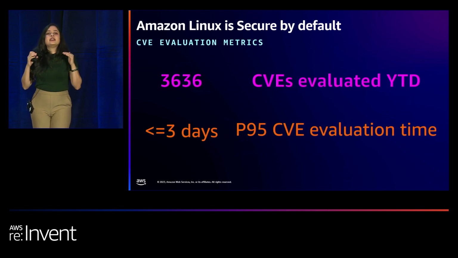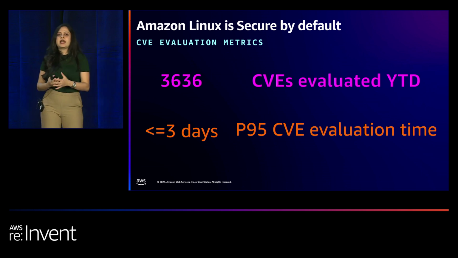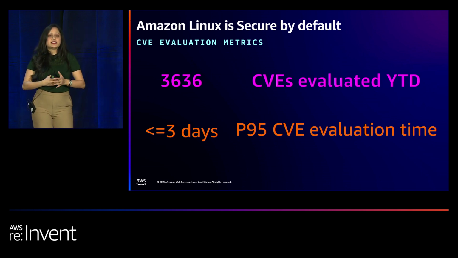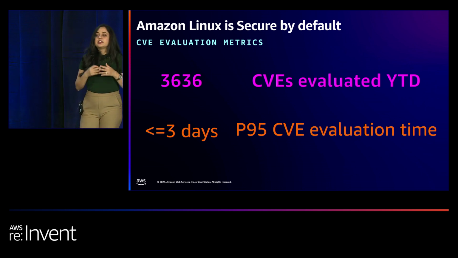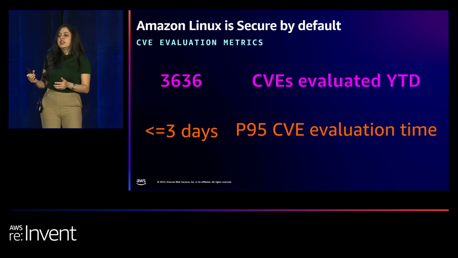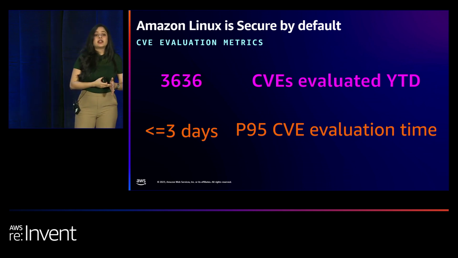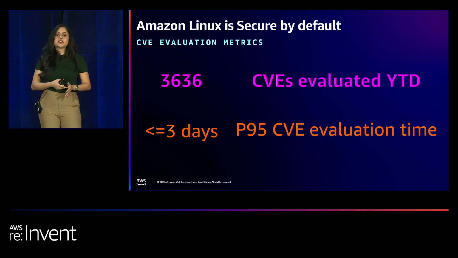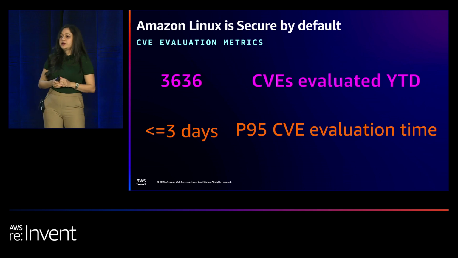So I gave you a lot of information about features and updates that we've made as part of AL 2023. Let's talk some metrics, right? The Amazon Linux team continuously evaluates critical common vulnerabilities and exposures and determines if they're applicable to various versions of Amazon Linux that we ship. So this includes Amazon Linux 1, Amazon Linux 2, and Amazon Linux 2023.